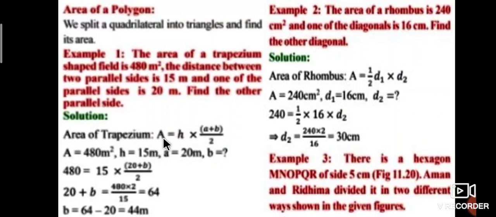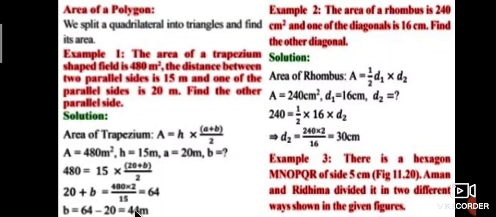Area of trapezium A is equal to h into (a plus b) divided by 2. A is equal to 480 meter square, h is equal to 15 meter, a is equal to 20 meter, b is equal to question mark. Therefore, 480 is equal to 15 into (20 plus b) divided by 2. That gives 20 plus b is equal to 480 into 2 divided by 15, that is 64. Therefore, b is equal to 64 minus 20, that is equal to 44 meter.